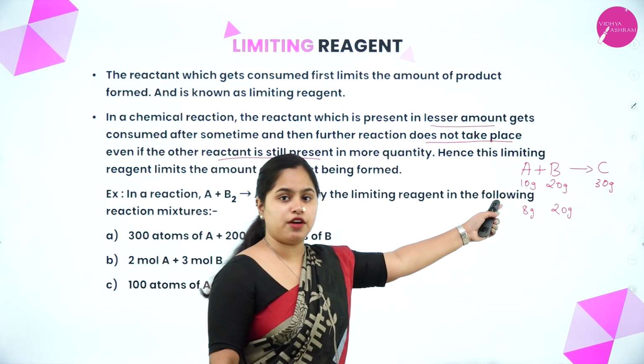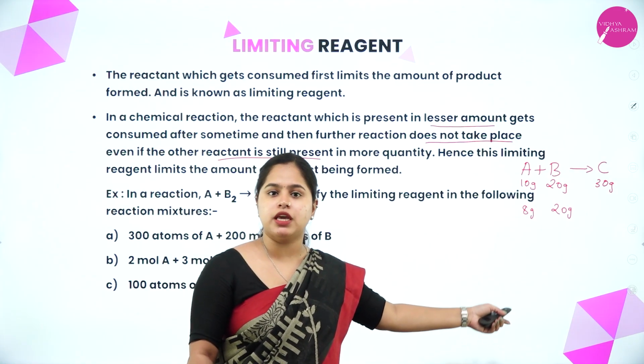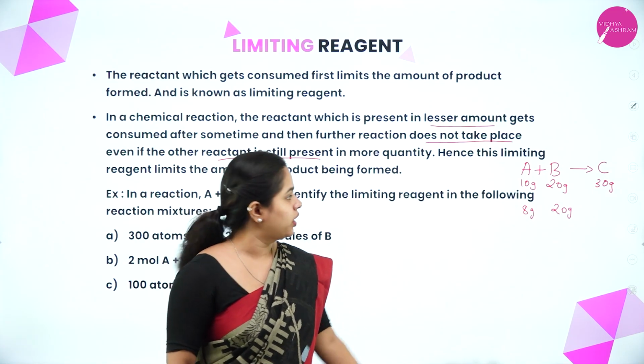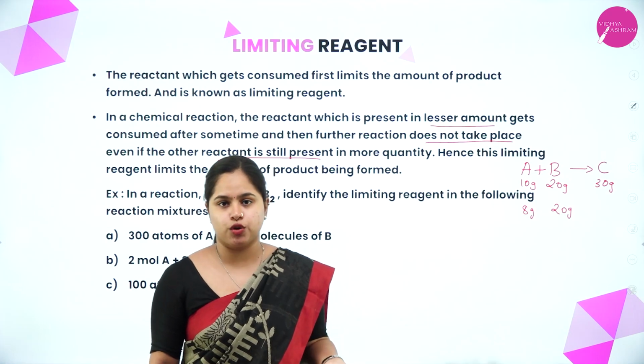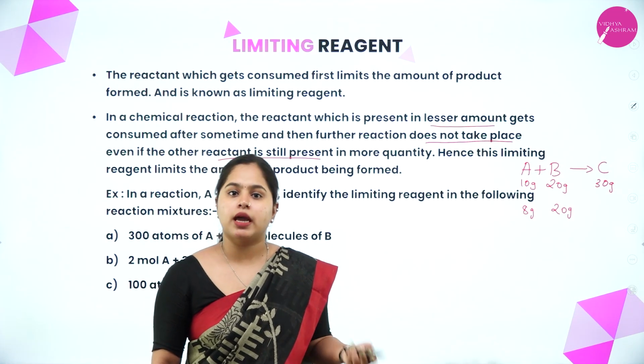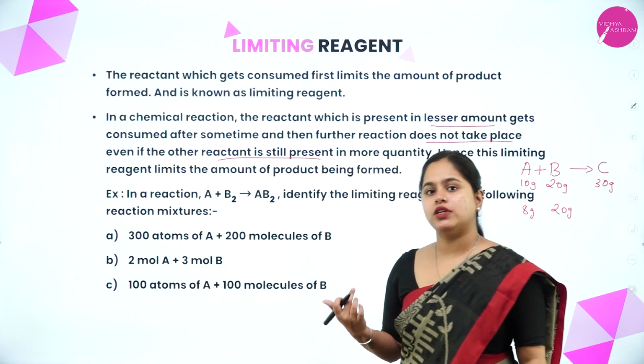I am supposed to have 10 gram, but I only have 8 gram here. So, yes, your A will be your limiting reagent. Understood? Even if B is present in the exact amount, A is getting consumed. So, your chemical reaction will stop happening. Clear? Yes. So, how can you expect questions from this part?